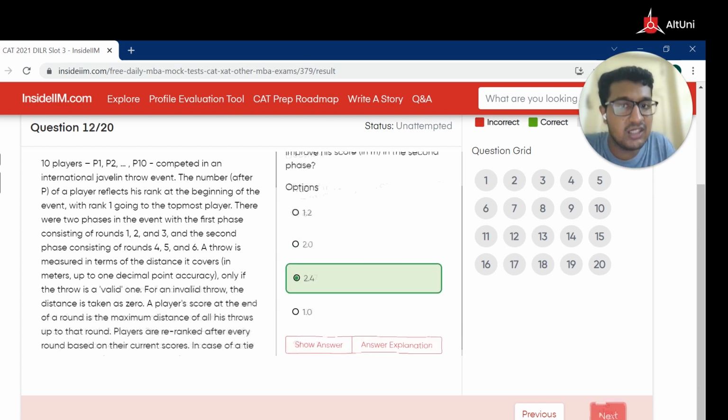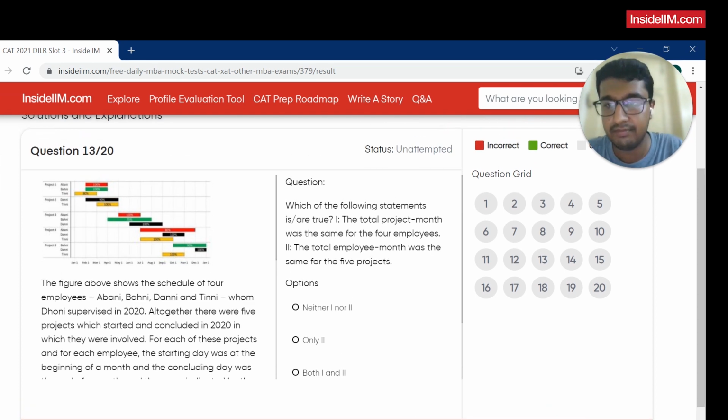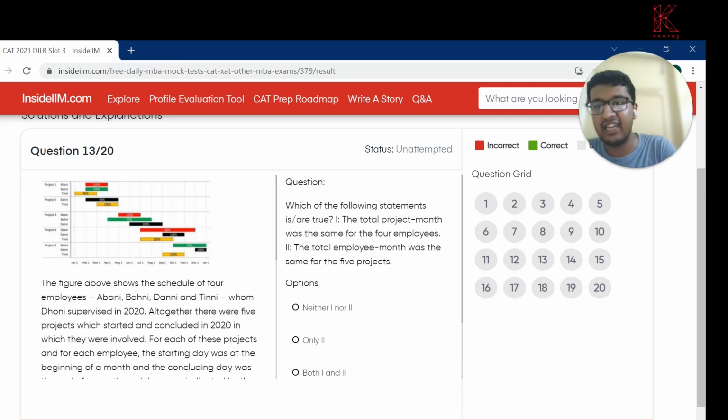This one we answered, and this one we answered. So this set is done. And again, this was a tough one, and it would have taken a lot of time in the actual exam. Alright. Now let's take this question. This was a pretty easy question, and for this you don't even need a copy and pen.